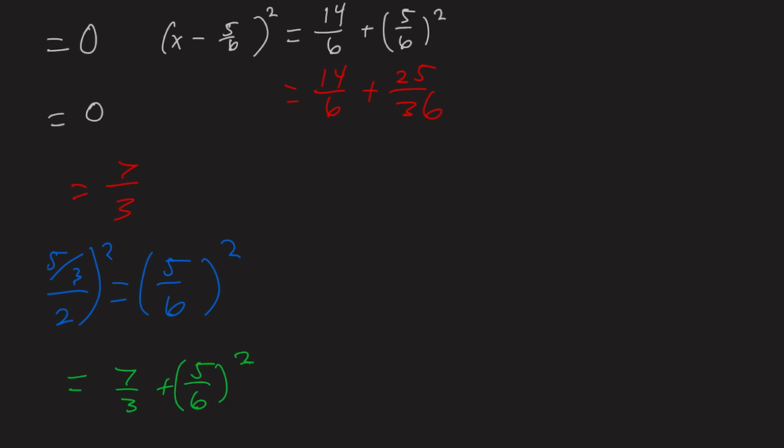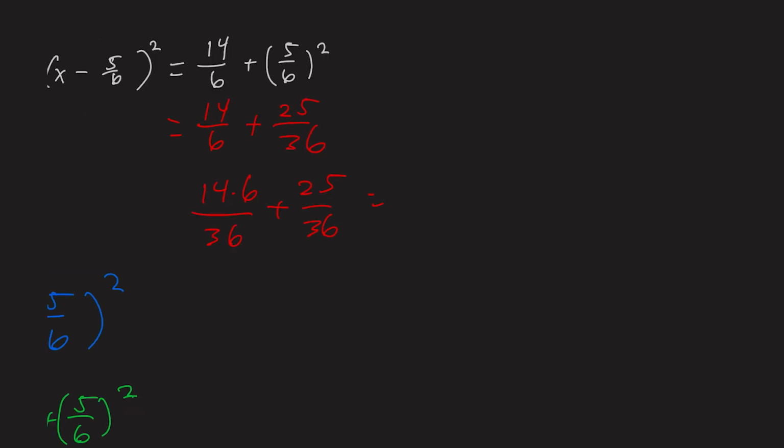So now I have two fractions with different denominators needing to be added. So I'm going to make sure my 14 over 6 gets to the same denominator by making it 14 times 6 over 6 times 6, which now becomes over 36 plus 25 over 36. And 14 times 6 is going to be 84. That's 84 over 36 plus 25 over 36, which is going to result in 109 over 36.